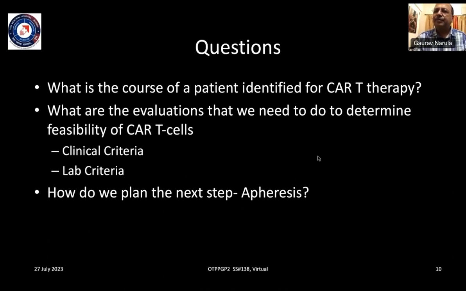Yes, so there are some criteria. For example, the age of eligibility is greater than 5 or less or equal to 65 years of age. Weight should be greater or equal to 15 kgs.